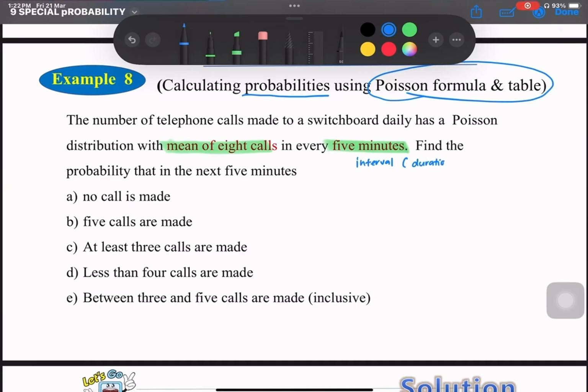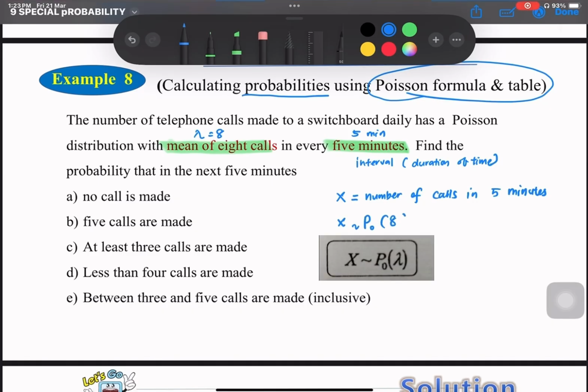Okay, so we extract the information from the question. It is given that the mean is 8 and the interval is 5 minutes, meaning the interval is like 5 to 10, 10 to 15, 15 to 20 and so on. Note X as the number of calls in 5 minutes and we identify the Poisson distribution. The question says find the probability in the next 5 minutes and our X is also in 5 minutes, so we don't have any problem in this example. But if they say in the next 10 minutes, then our mean would have to change as well. If 10 minutes, our mean would be 16.